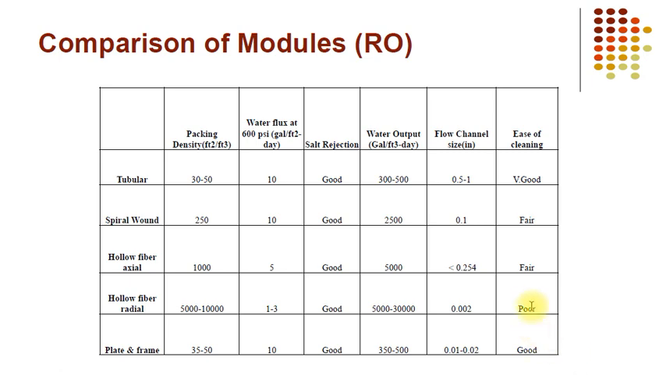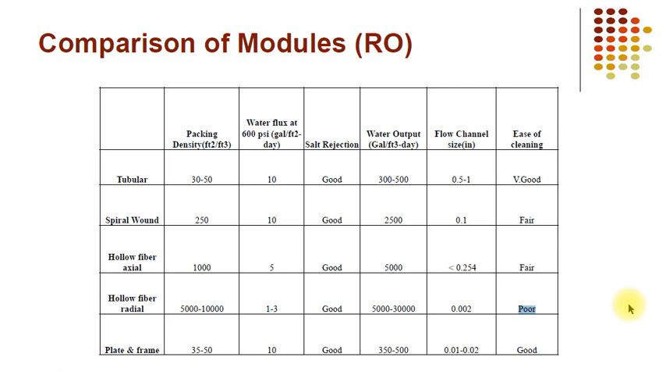Then in the hollow fiber radial module it is poor. So why is it poor? Because membrane densities are very high. When a lot of fibers are accumulated inside a small volume, it is very difficult to clean the membranes. So the cleaning process is very difficult in the hollow fiber radial modules. So this is the comparison of the different types of modules, especially for the reverse osmosis process. Based on this comparison, you can select a membrane module for a specific purpose.